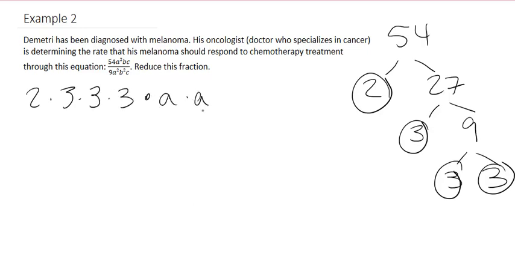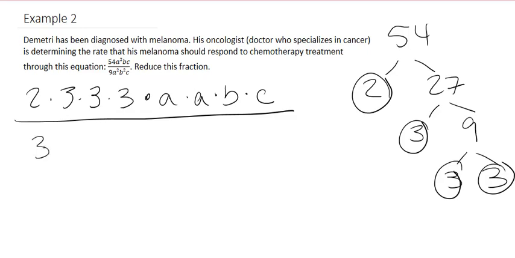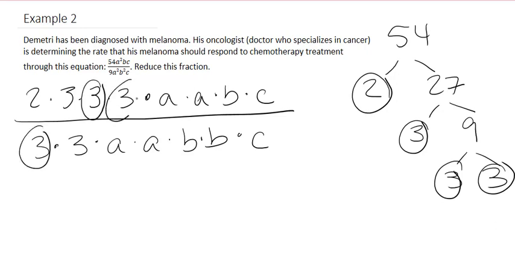We have 2 A's, 1 B, and 1 C. And now this is all over 9, which can be broken into 3 times 3. We have 2 A's, 2 B's, and 1 C. So now let's start dividing out the common or shared numbers or variables between them. So we have 2 3's. With this, we can cross these out on top and bottom because 3 divided by 3 is equal to 1.